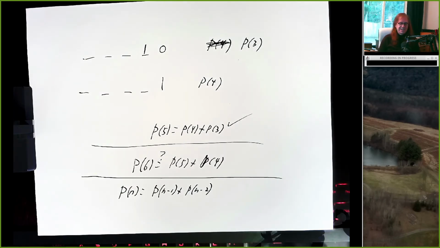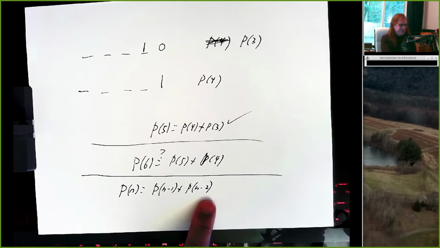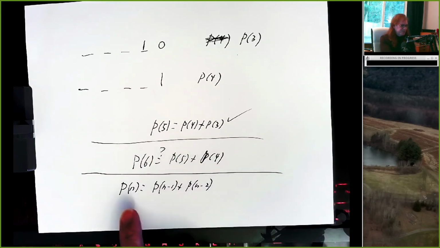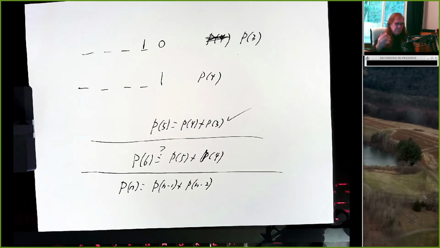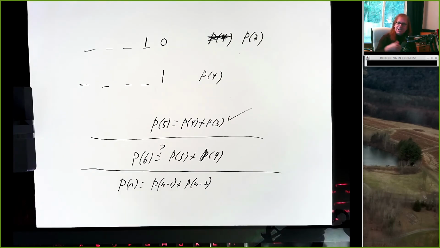I'll give you a hint, the answer is yes, but the bigger question is, how would I do that? What technique would I use? Induction. Mathematical induction. It's always the right answer. I would make a proposition that P of n is equal to P of n minus 1 plus P of n minus 2. I would show it for a base case, like this, and then I would prove that P of n, or whatever I call this proposition, implies the next proposition.